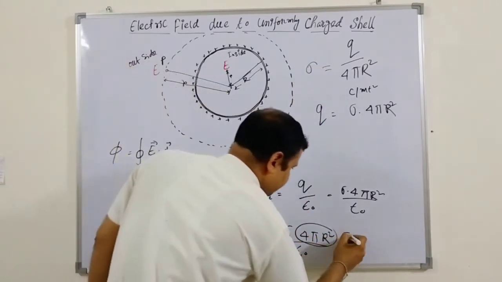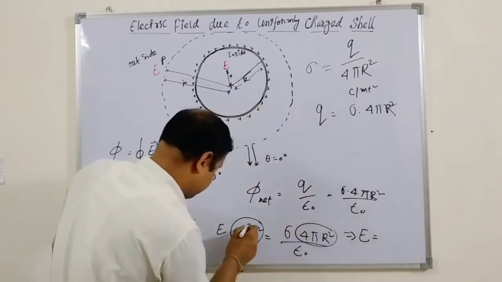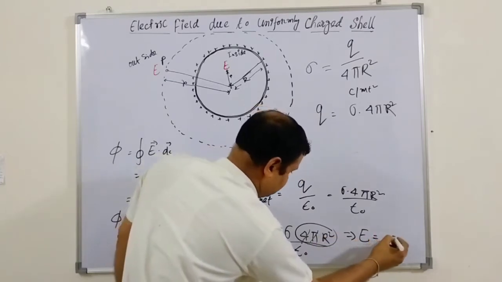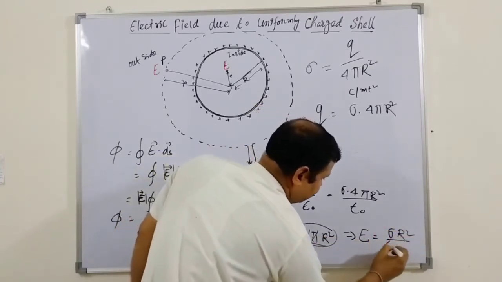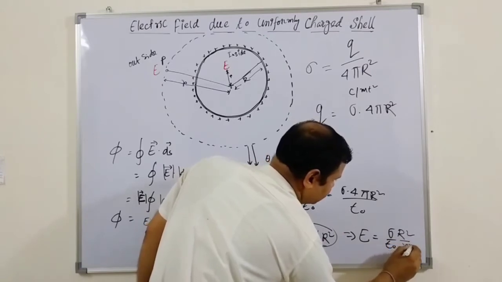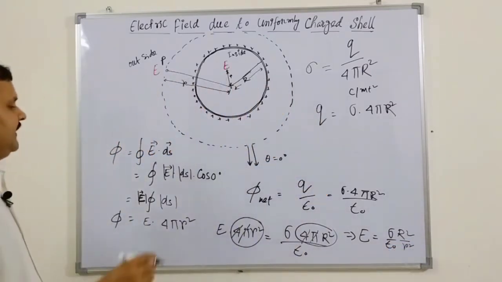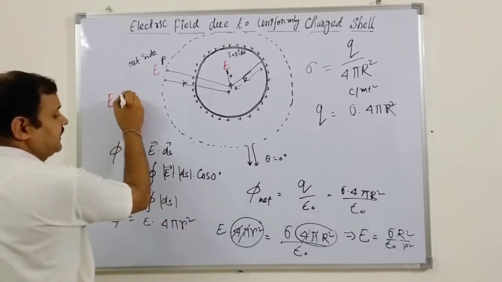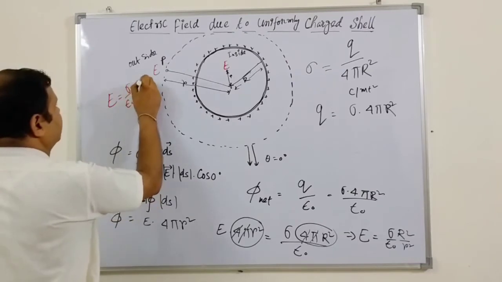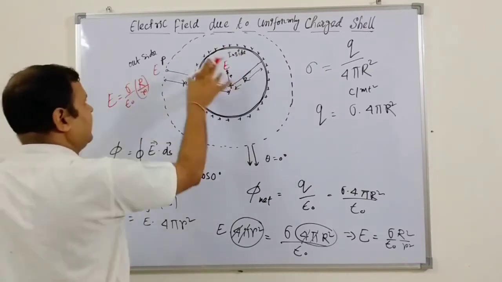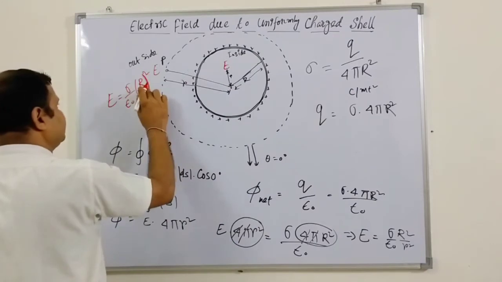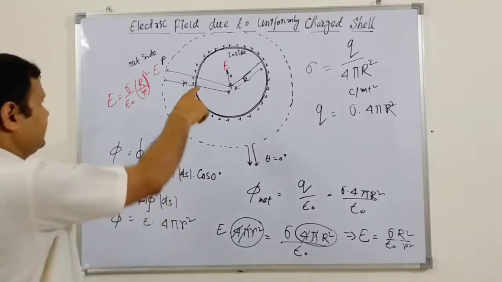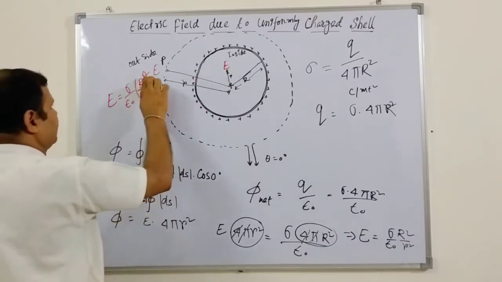So from this you can say the electrical field, you just cancel the 4 pi. This now becomes sigma r square by epsilon naught, then divided by r square. So the electrical field here will be sigma by epsilon naught, times the ratio of the cell radius and the imaginary distance, squared.